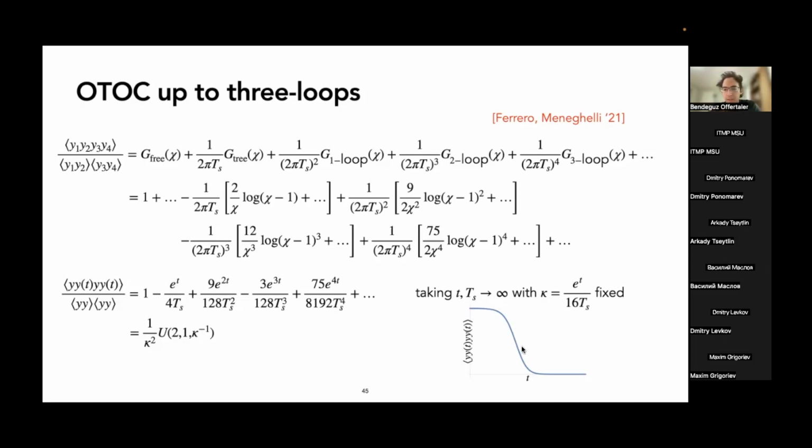We can plot the resummed result for the OTOC as a function of time, and we see that it interpolates smoothly between this initial region with Lyapunov growth and this exponentially decaying region. It's also interesting to note that the result for the OTOC is the same as in JT gravity, which is a toy model of 2D gravity that has received a lot of attention in recent years. So this result for the double-scaled OTOC, based on the bootstrapped result by Ferrero and Meneghelli, and also this observation that the result is the same as in JT gravity, was essentially the starting point of our project.